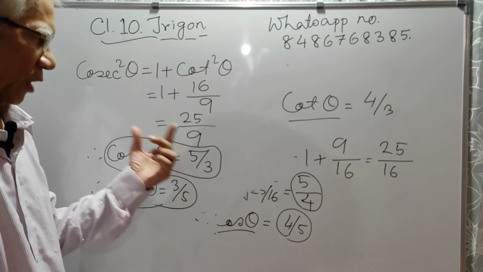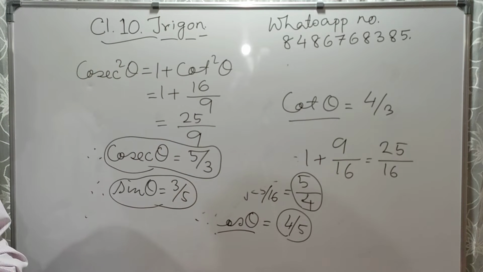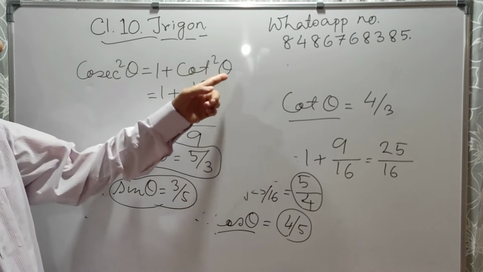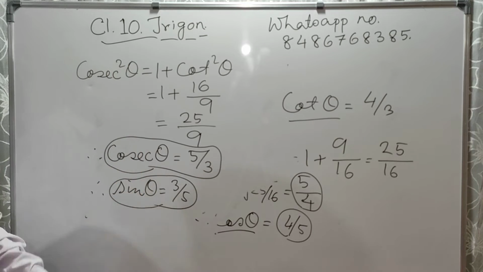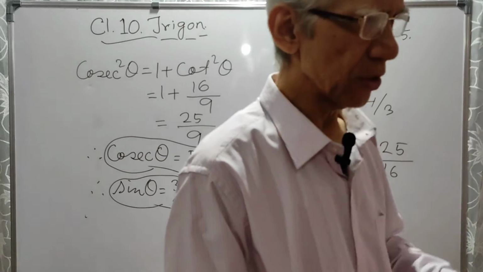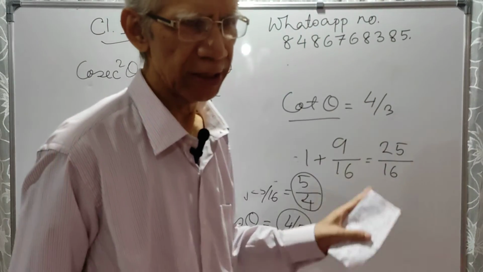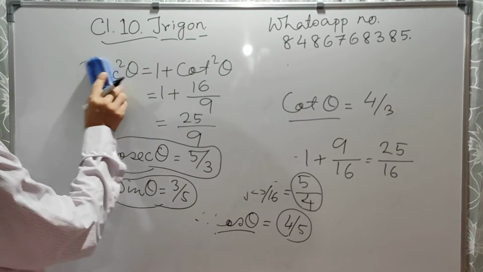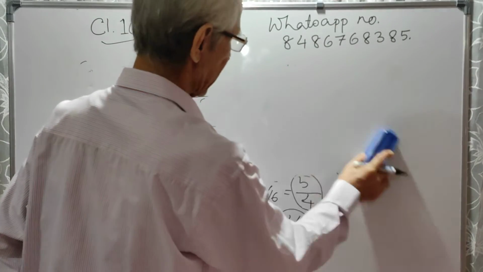Then using that sec square formula we found sec. Then from sec we found cos. Then using this formula we found cosec, and from cosec we found sine. So this is how, if one ratio is given, you can find the other five trigonometric ratios by using formula. This is the formula method. Now let me show you the triangle method.